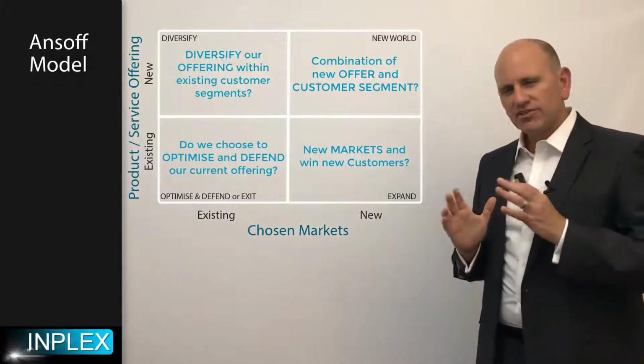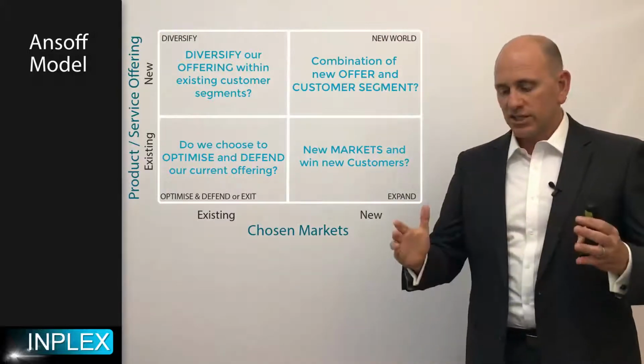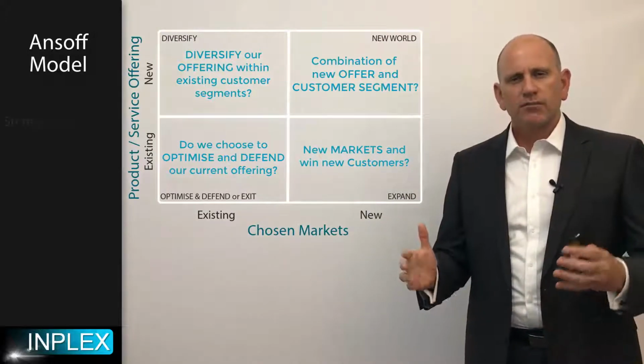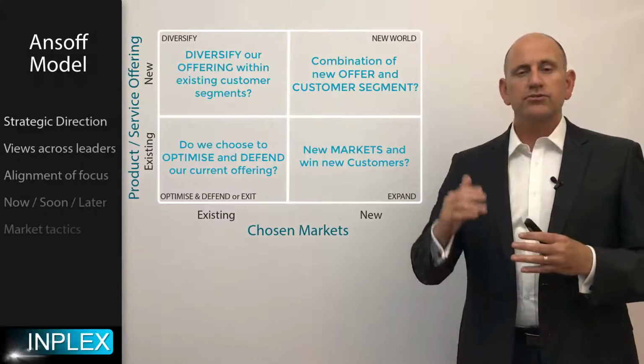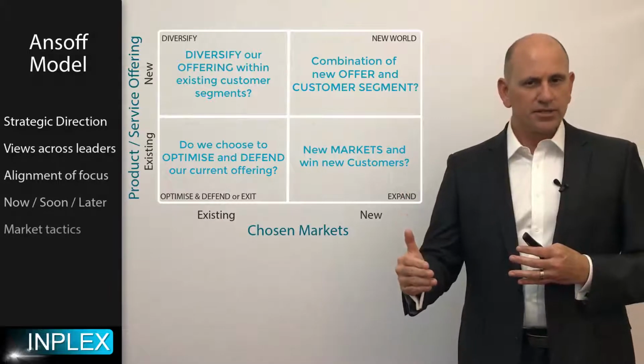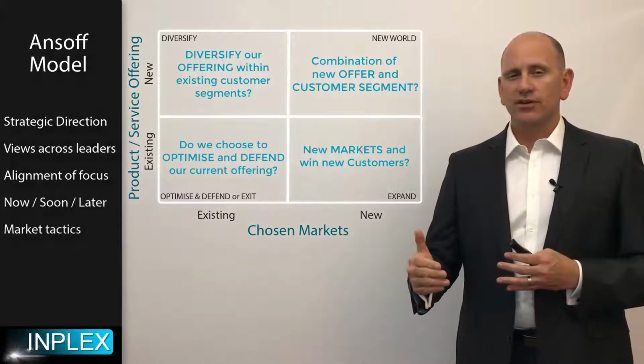Now this particular model is very helpful when sitting down and talking to an organisation, particularly at the beginning of their strategy process, and trying to understand what is the strategic direction for the business. Where do they feel they're going to go?